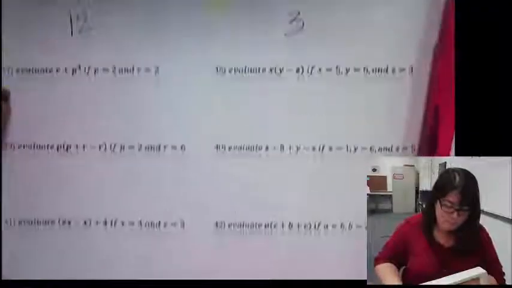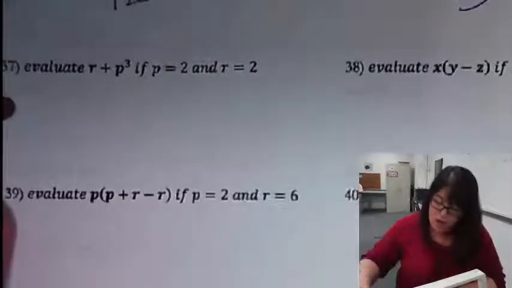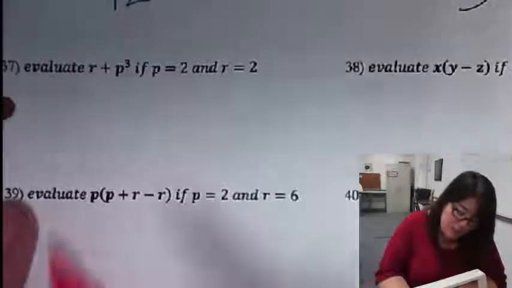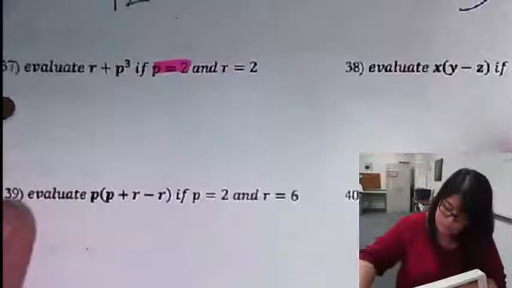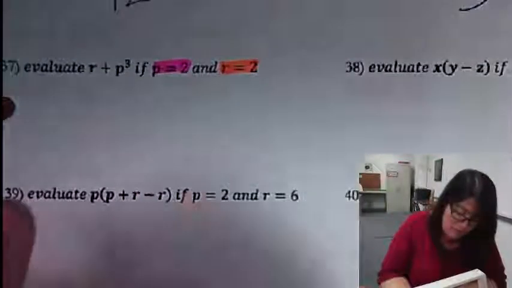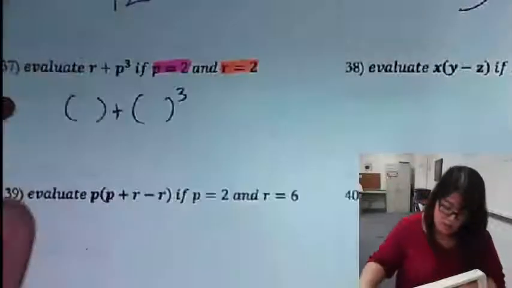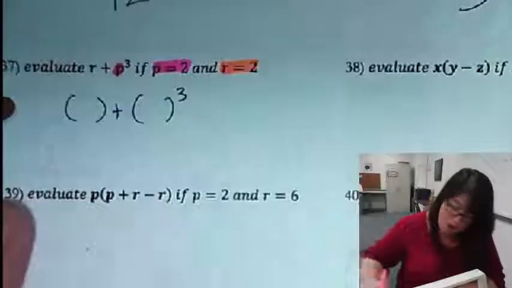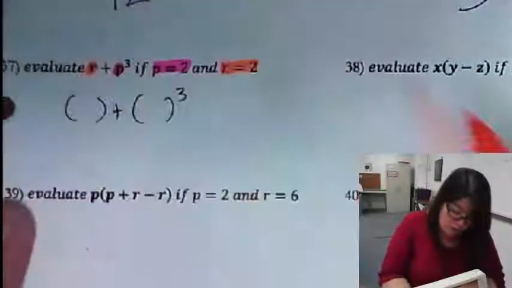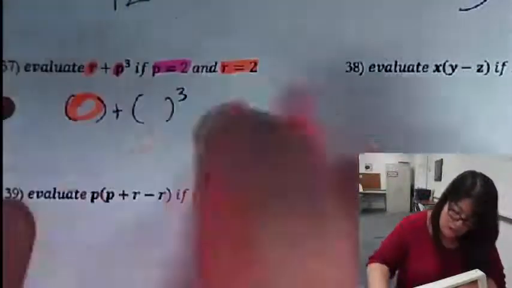Let's see what I'm talking about. All right, so we have evaluate r plus p cubed if p is 2 and r is 2. All right, no sweat. So I'm going to have something plus something cubed. Let's see, and I didn't color code my problem, so p should be pink and r should be orange. Okay, so this first one is going to be orange, and my second one is going to be pink.